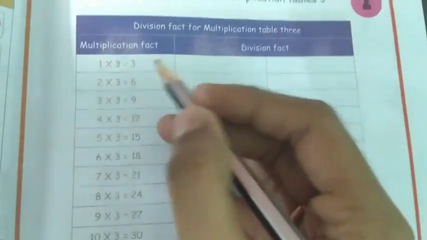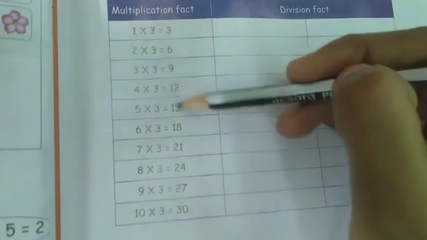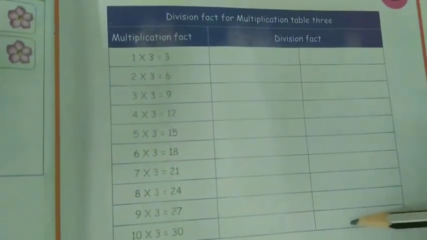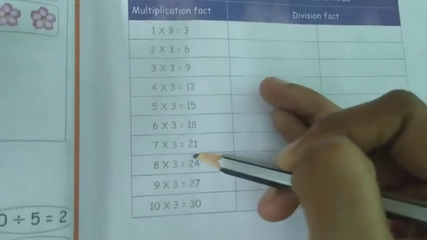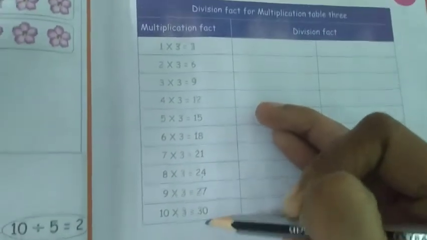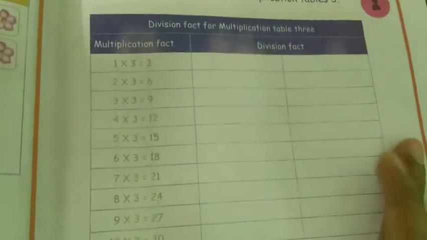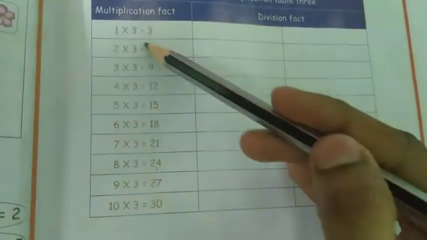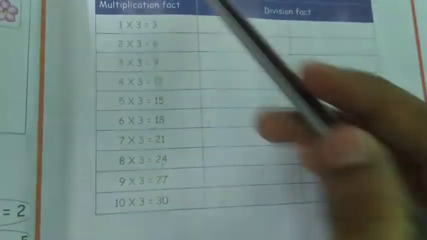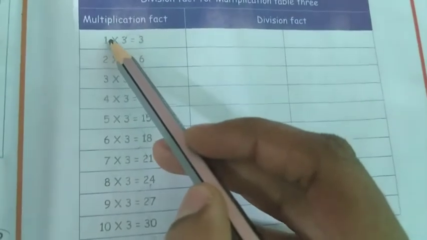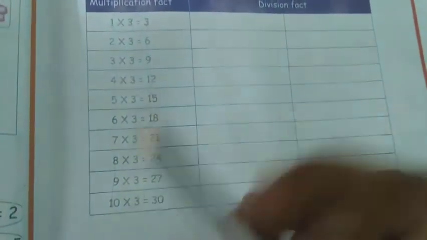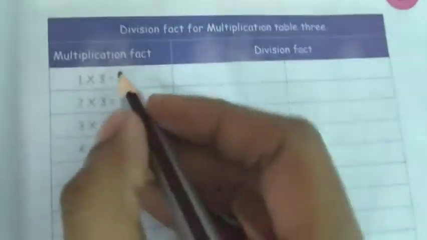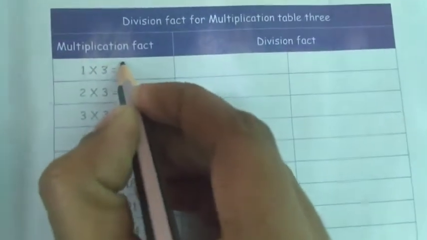First we want to write the product for both division facts. That is 3, 6, 9, 12, 15, 18, 21, 24, 27, 30. In a multiplication, the last number is called what? Product. The first number is called multiplier. The second number is called multiplicand. The last number is called product. Okay?